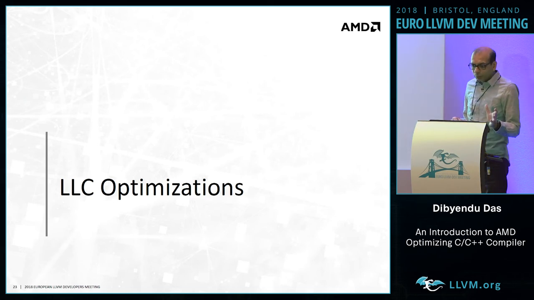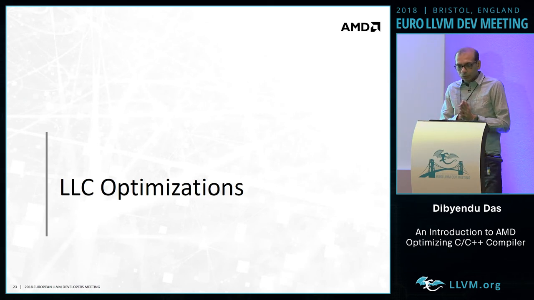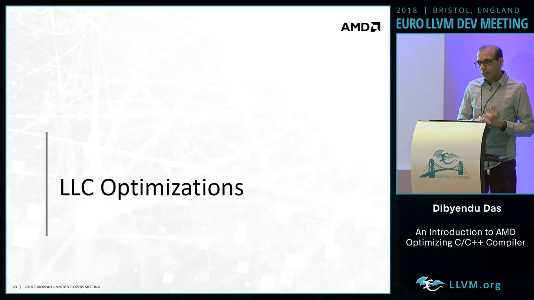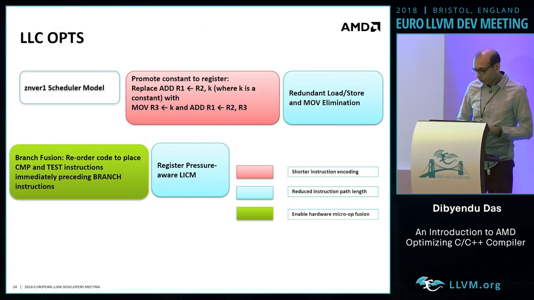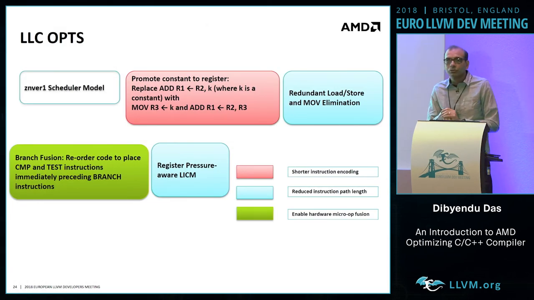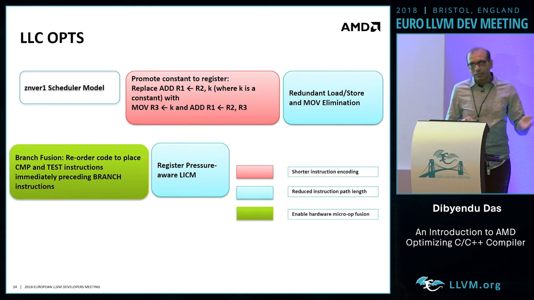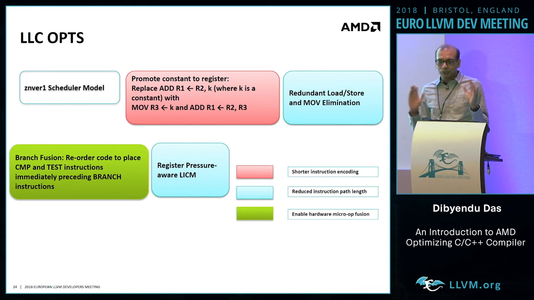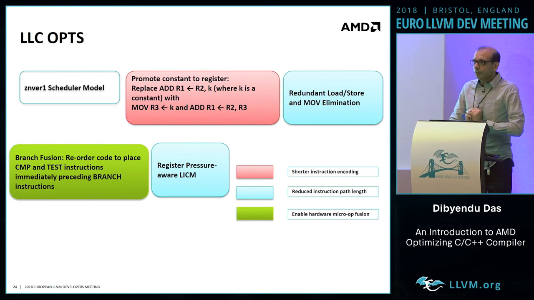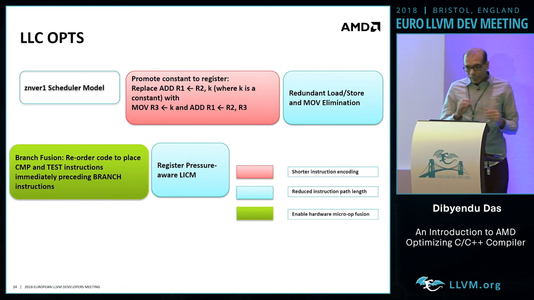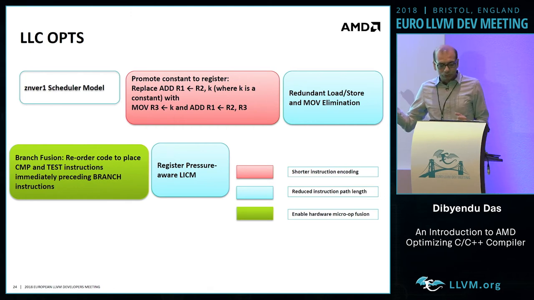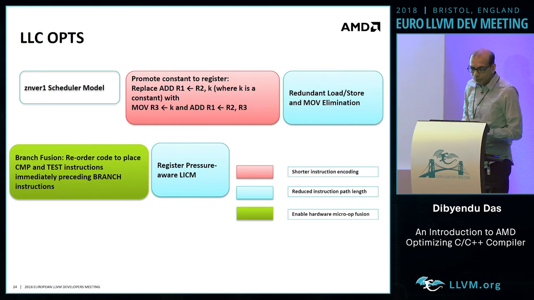So in the LLC optimization space, we now support a flag. If you have used AOCC or if you have looked at AOCC, we support a flag called march equal to znver1. This is a follow-up to our older flags like bdver1, btver1, if you're familiar with older AMD processors like Bulldozer and so on. So for that, first of all, we built a scheduler model. I'll have a slide on that later.